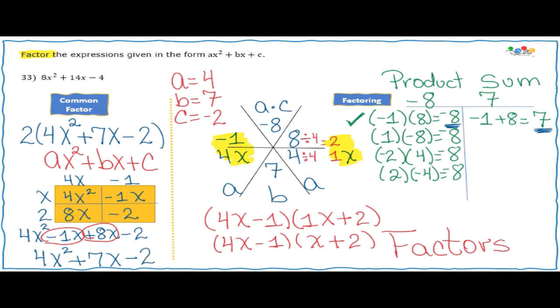So, check count. My final answer is exactly what's inside the parentheses right underneath where it says common factor, right? So that tells me that I got the right factors.